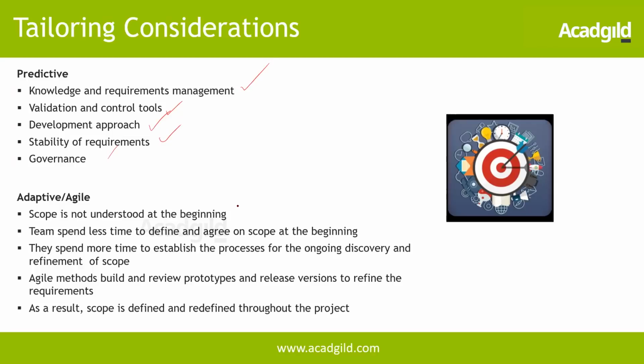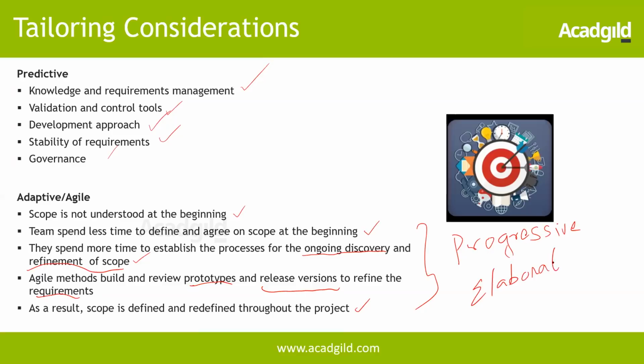In adaptive, Agile, scope is not understood at the beginning. So the team spends less time to define and agree on scope at the beginning. They spend more time to establish the processes for ongoing discovery and refinement of scope. Agile methods build and review prototypes and release versions to refine the requirements. As a result, scope is defined and redefined throughout the project. This is what we call progressive elaboration.